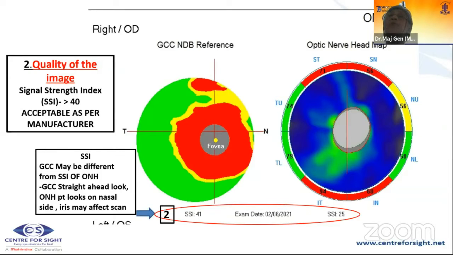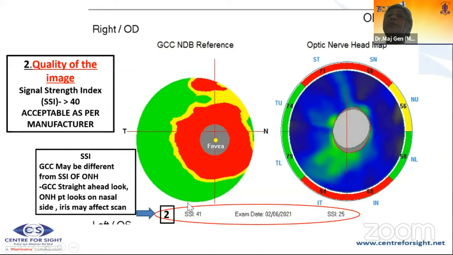Now comes a very important factor, and that is the quality of the scan. This is denoted in the OptoView in the form of the signal strength index. As per the manufacturer, it should be 40. Even up to 35, people accept the scan. Why is this so important? Sometimes you'll find that when the signal strength increases, your retinal nerve fiber layer also becomes thicker. An improved resolution is also seen when your signal strength is better.